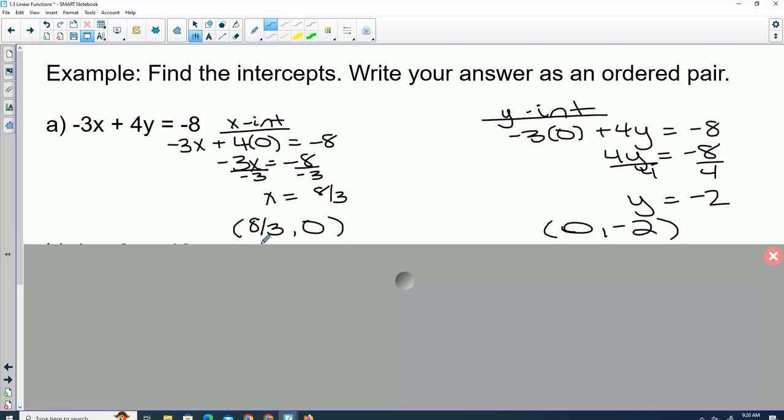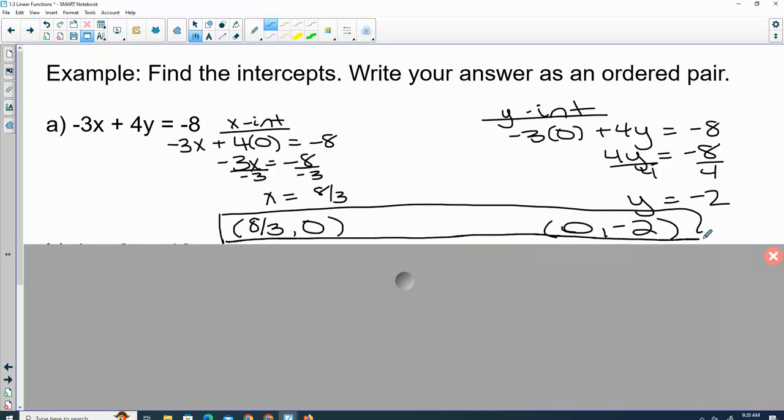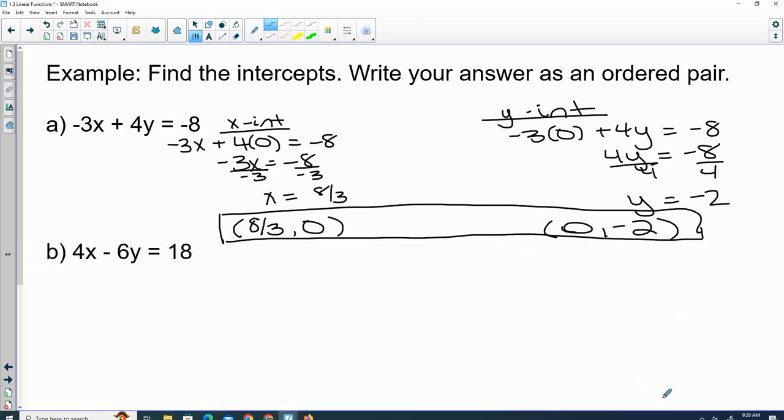It seems like I always have people make mistakes on the ordered pairs. They want to write these together as one point, and that is not the case. They're 2 separate points. 1 point on the x-axis, 1 point on the y-axis. So you guys do one. X and y intercept.